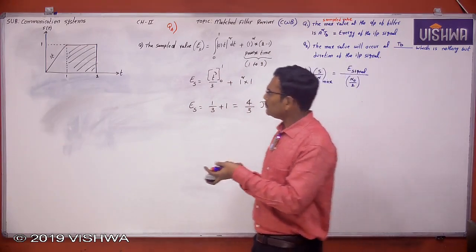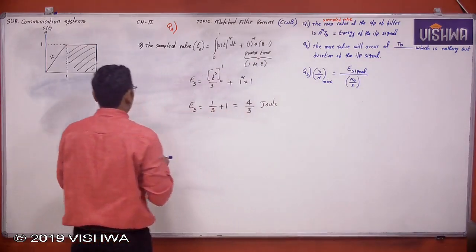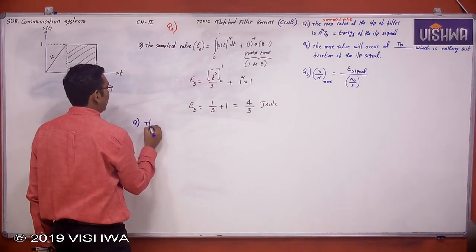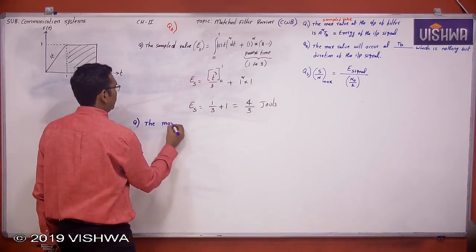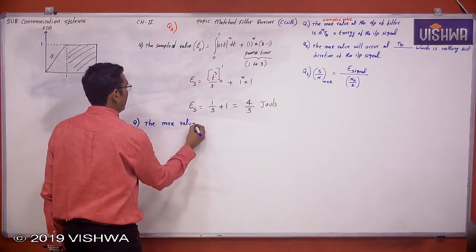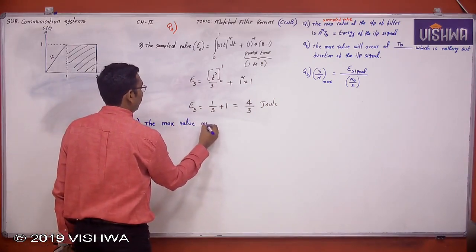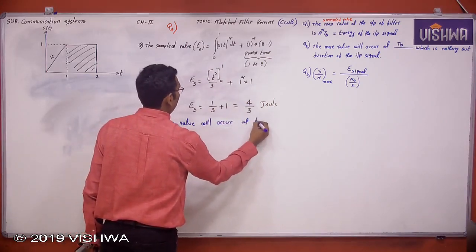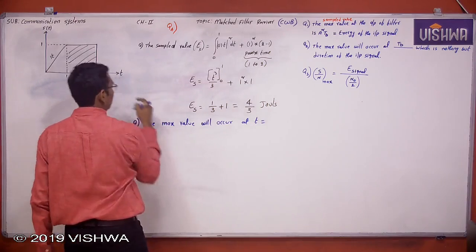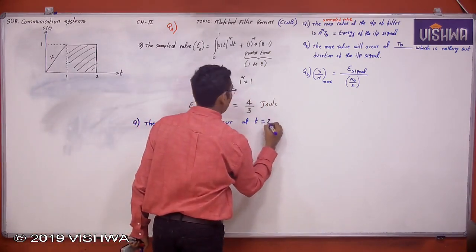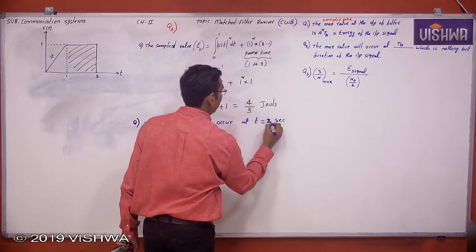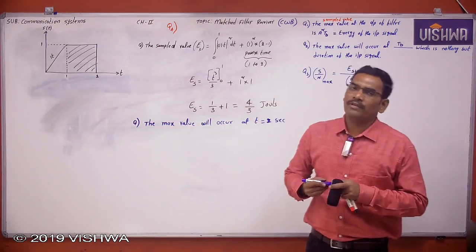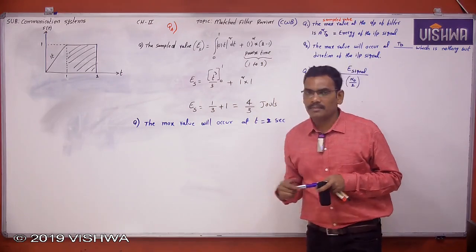And next, what is the other question? Now where does this maximum value occur? The maximum value, or the sample value, will occur at t equal to the duration of the input signal, at t equal to 2 seconds. See, if you have any doubt, you can go for the convolution and cross check whether these answers are the same or not.